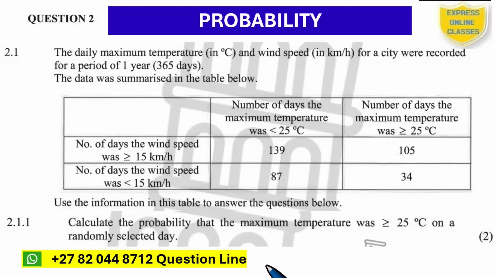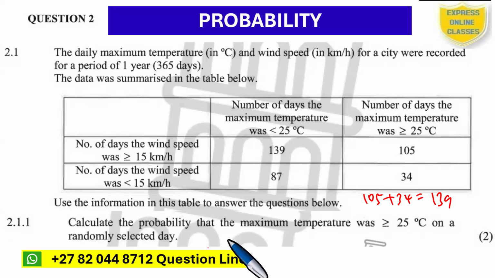Right. So now, yes, please. I said 105 plus 34, which is close to 139, over 360 is equal to 0.39. Okay, good. Let us check what you are saying there.